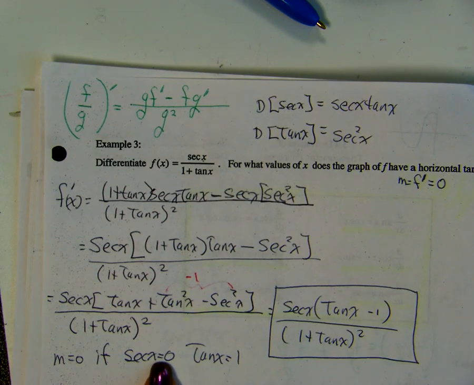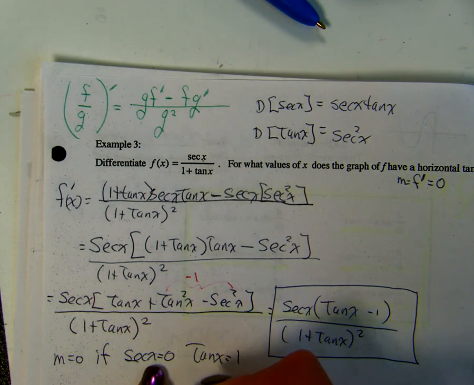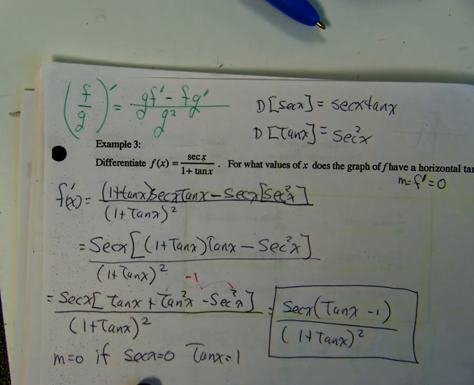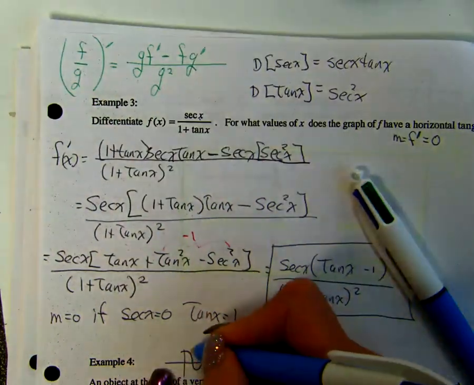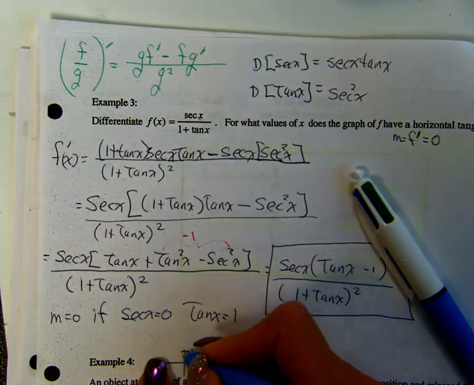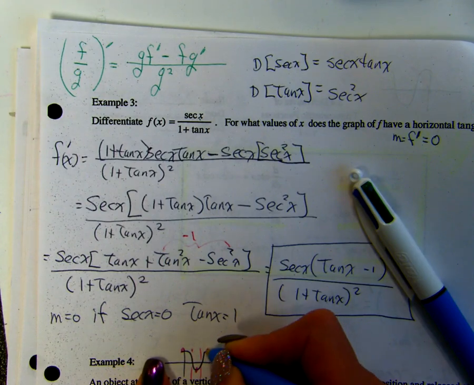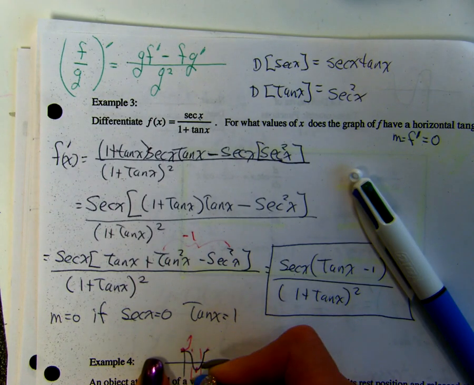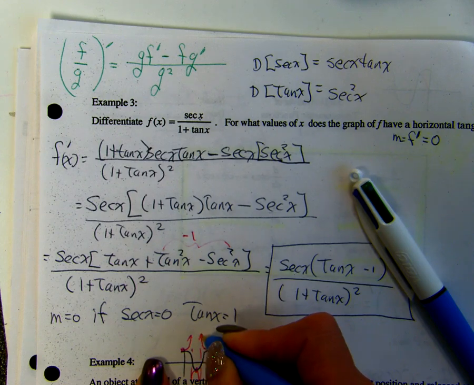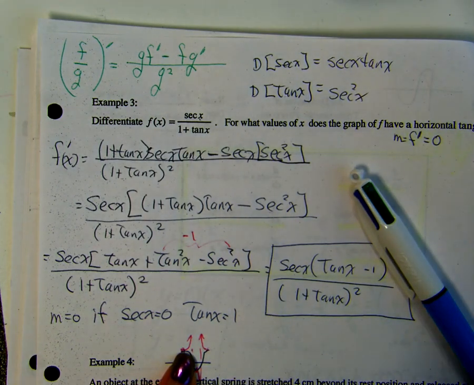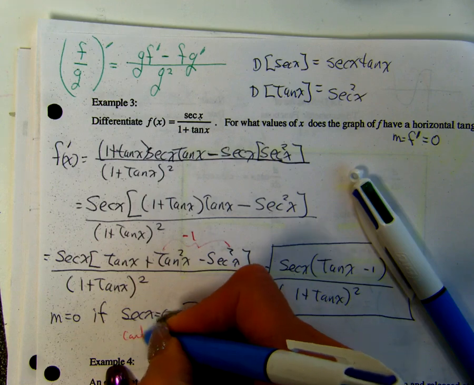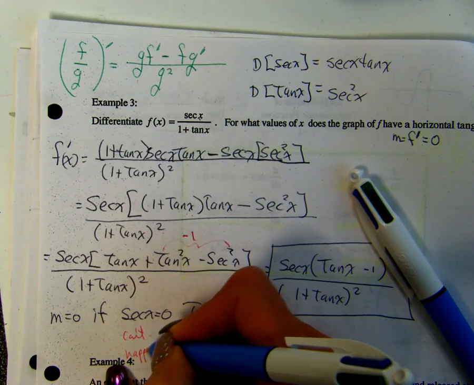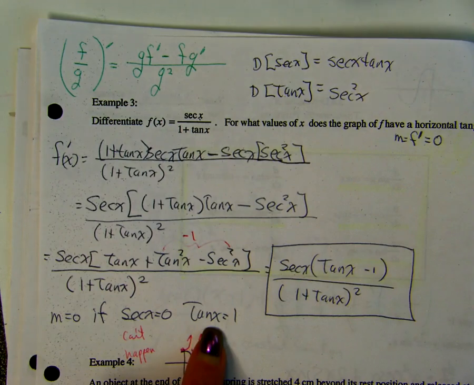Is secant ever 0? It's the reciprocal of cos. Right? Remember what the secant graph looks like? Cos looks like this. When you're taking a reciprocal, every 0 becomes a vertical asymptote. Every 1 and negative 1 becomes an invariant point. This is what the secant graph looks like. Do you ever get a 0 out of secant? No. So this can't happen. The only way we're going to get this to be 0 is if tangent is equal to 1.